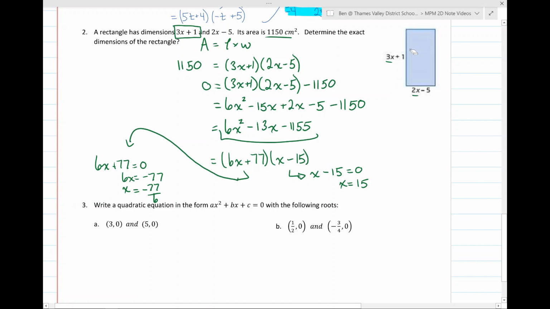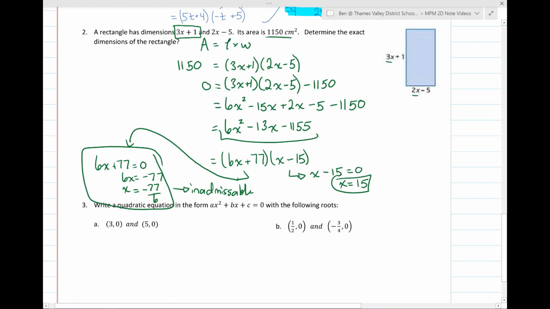So it wouldn't really make sense if x is a negative number, because that would give us a negative length for both of our sides here, and we can't have a negative length. So since this solution is negative within the context of this problem, this is inadmissible. Inadmissible. The other one gives us x equals 15.